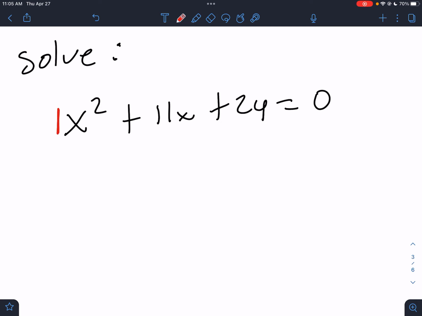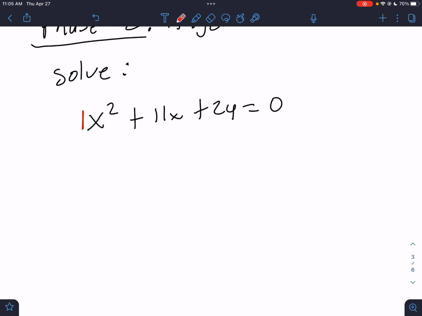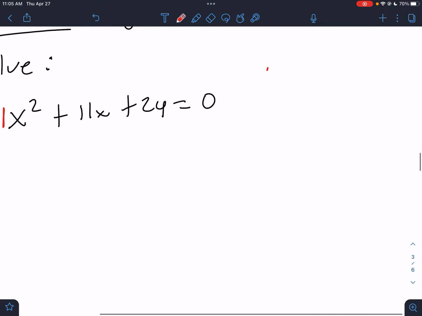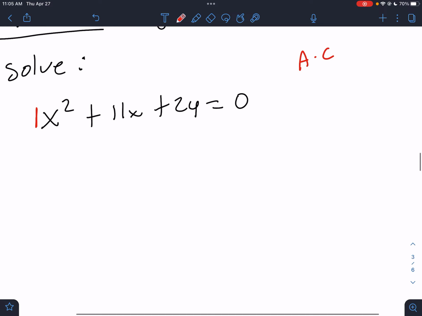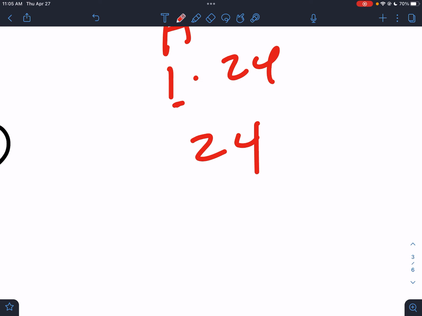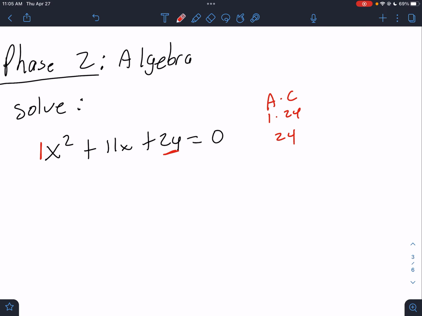First, this is technically 1x squared. So the rule is technically we do a times c. Well, a times c would be 1 times 24, which is just 24. But we always just write 24 because what does the 1 do? The 1 doesn't do anything. But just keep in mind that the rule is technically a times c. Okay? So 1 times 24 is 24. And then it's the factors of 24 that add to 11. Well, that is 8 and 3.